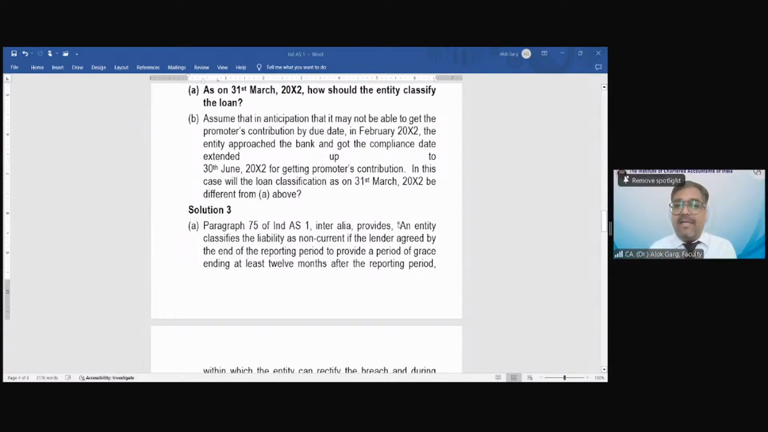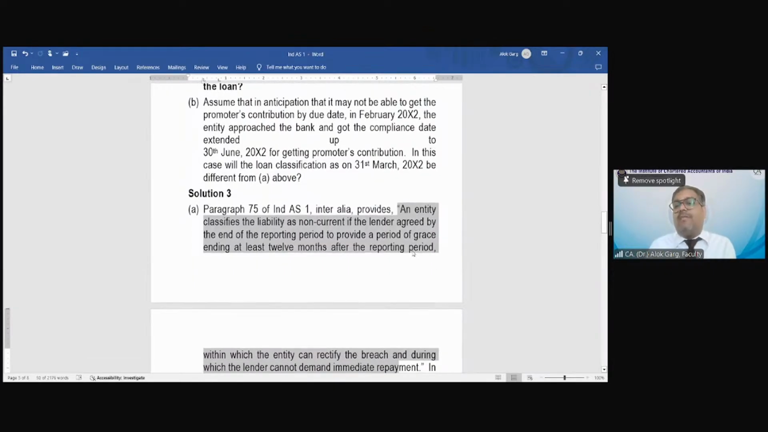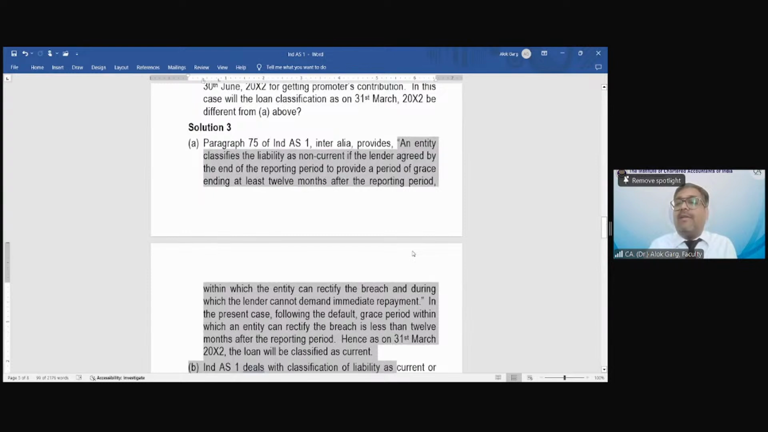Okay. So in this case, on 31st March 20x2, this liability has to be classified as a current liability. So friends, what Ind AS 1 says: an entity classifies the liability as non-current if the lender agreed by the end of the reporting period to provide a period of grace at least 12 months after the reporting date, within which the entity can rectify the breach and during which the lender cannot demand immediate payment. In the present case, following the default, the grace period within which an entity can rectify the breach is less than 12 months after the reporting period. Hence, as on 31st March 20x2, the loan will be classified as current, right?